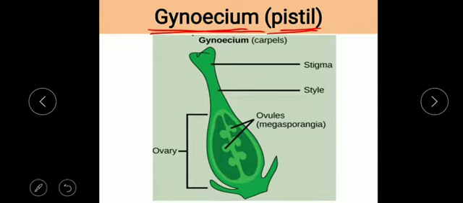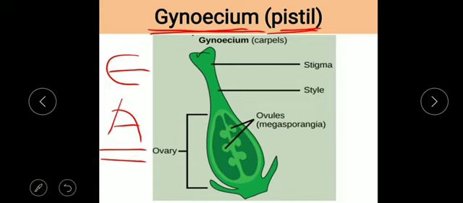Okay, so the different floral whorls like calyx, corolla, androecium and gynoecium are the main parts of the flower. All floral whorls have been categorized into essential whorls and accessory whorls. If you remember, I told you that accessory whorls are calyx and corolla, while the essential whorls include androecium and gynoecium. The androecium and gynoecium are known as essential because they play an important role in sexual reproduction in the flowering plant, as they produce gametes, male and female gametes.